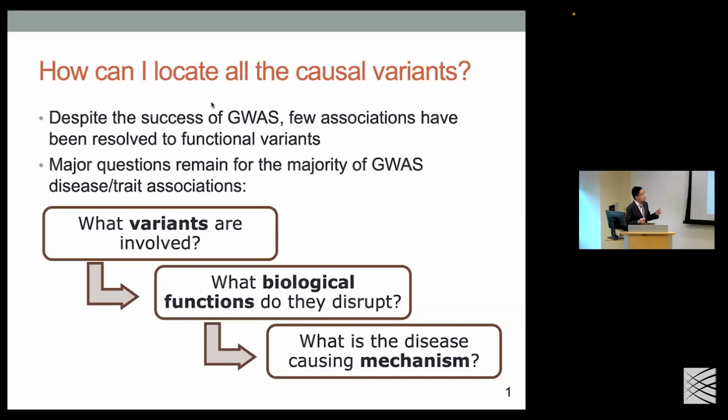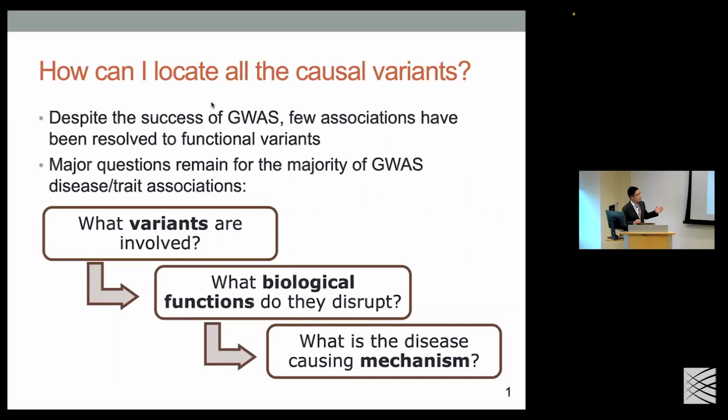First, how can we locate causal variants? During the last almost 2 decades, GWAS have achieved great success and identified more than 100,000 significant variants. But few of them have been resolved to a specific function. So major questions remain for GWAS disease or trait associations.